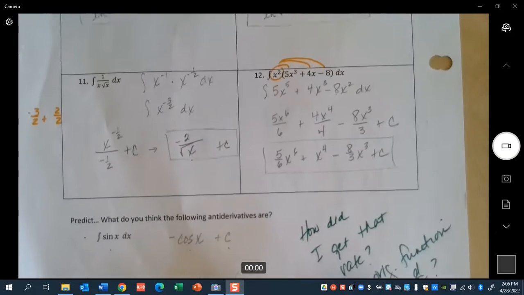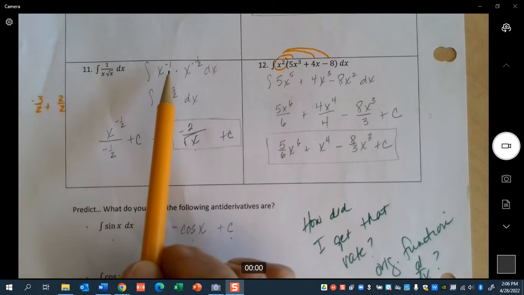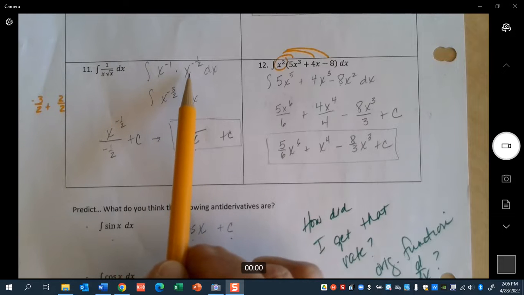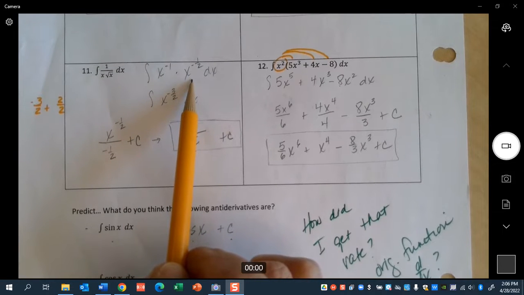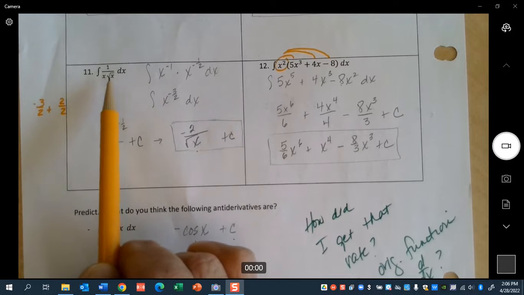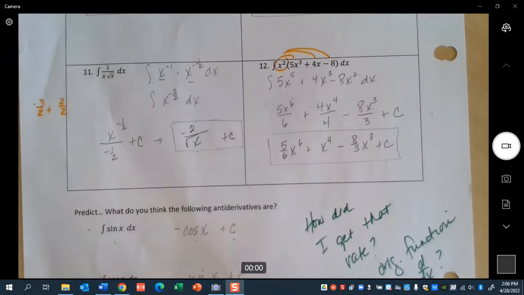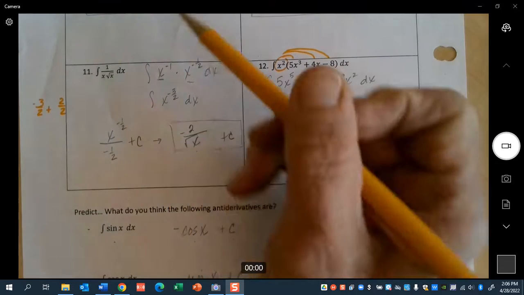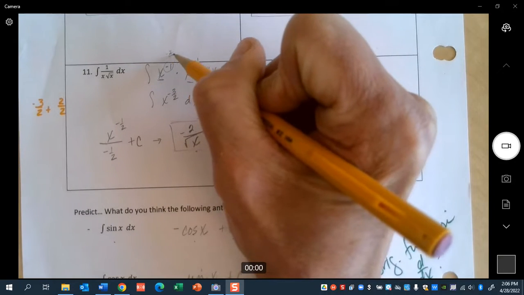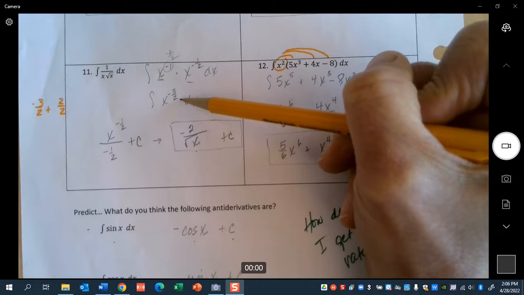11. When I looked at 11, I rewrote this as x to the negative first times x to the negative 1/2. Does that make sense to you? Who asked about this one? I heard it. Okay, Nadia. So do you see how I rewrote this as x to the negative first times x to the negative 1/2? Okay, so in exponents, if I have the same base, I can add the exponents. So I can rewrite this value as negative 2 over 2. So when I add these two together, that's how I get negative 3/2.